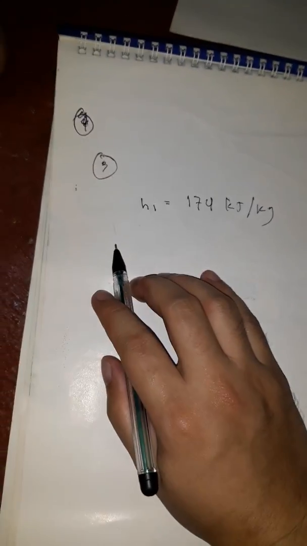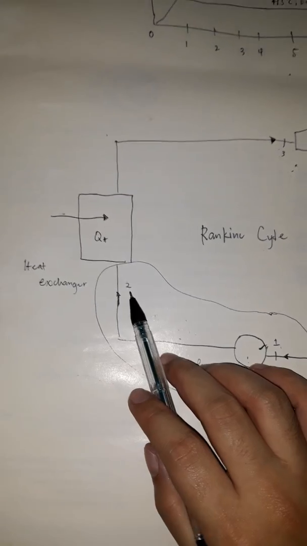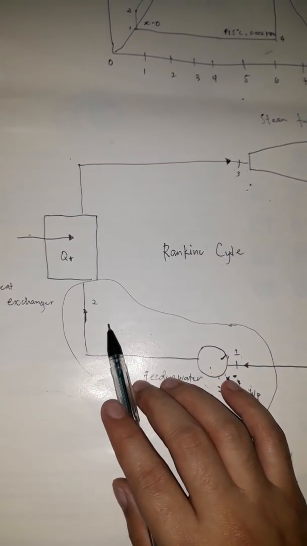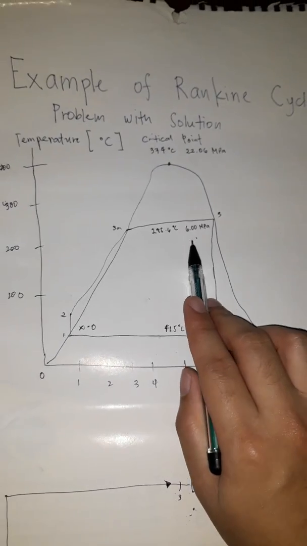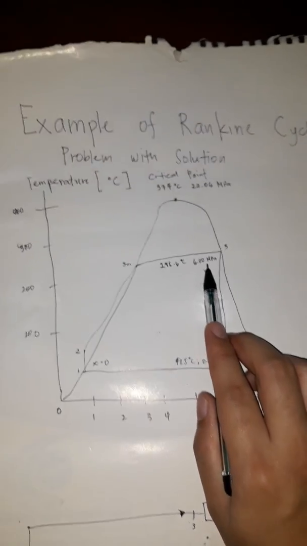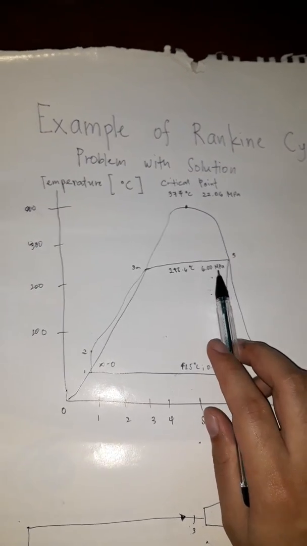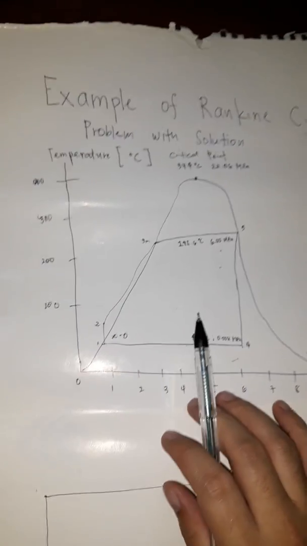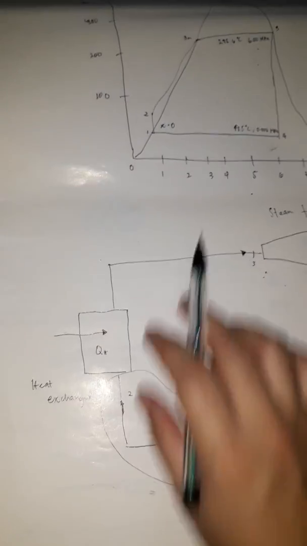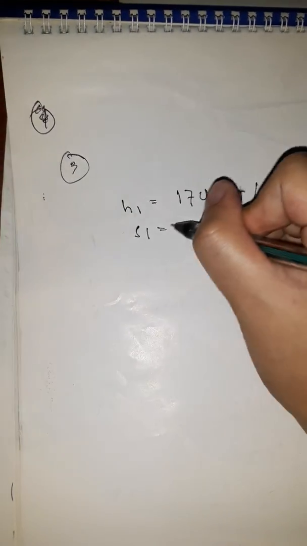h1 is equal to 174. The state 2 is fixed by the pressure P2, which is 6.00 MPa, and the fact that the specific entropy is constant for the isentropic compression, which is S1 is equal to S2.